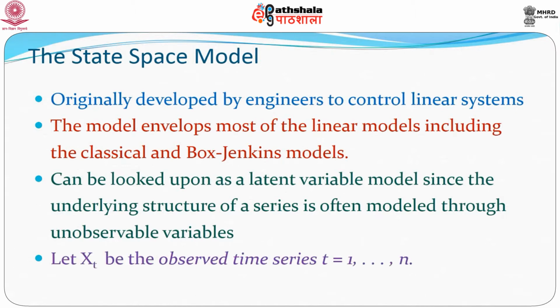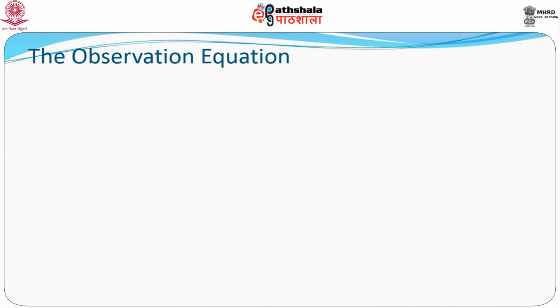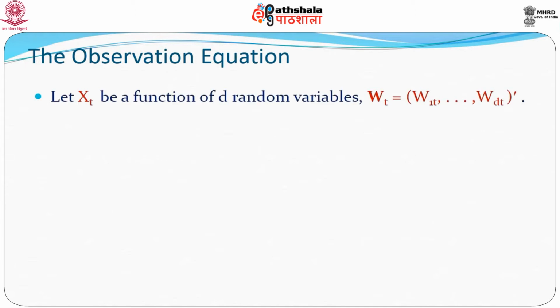So, let us take x t as the observed time series, and suppose we have observations at t equal to 1 to n. Now, the first set of equations that we form are referred to as the observation equations. How do you do this? Let x t be a function of d random variables w t. This is a vector consisting of w 1 t, w 2 t up to w d t. So, there are d variables involved in this random vector.